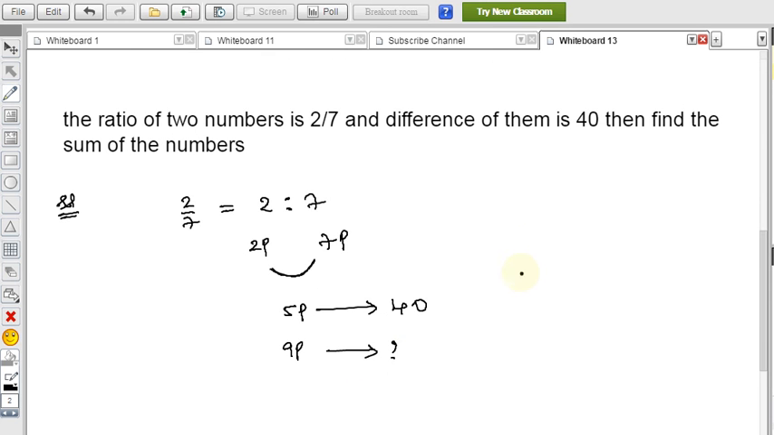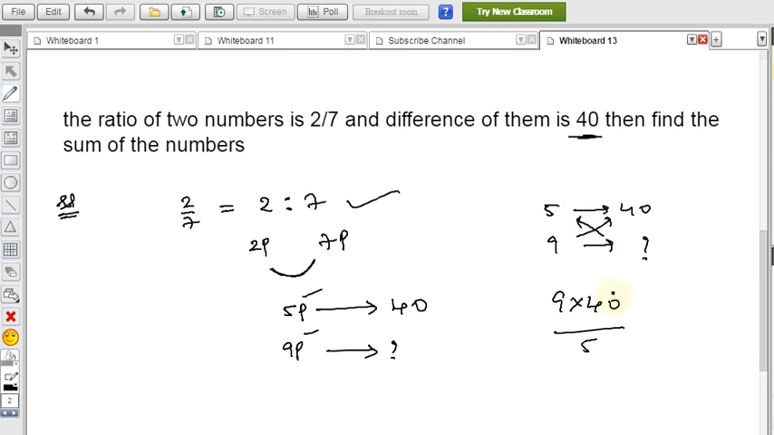So within two steps you can write. The ratio is given this, the difference is 40. So the difference of the ratio is 5. So for 5 numbers if you get 40, then for 9 numbers how much will you get? I'm just taking points P, nothing more. So 9 into 40 by 5, cross multiplication, divide by this. 5 ones are 5, 5 eights are 40, so we get 72. So the sum of the numbers is 72.